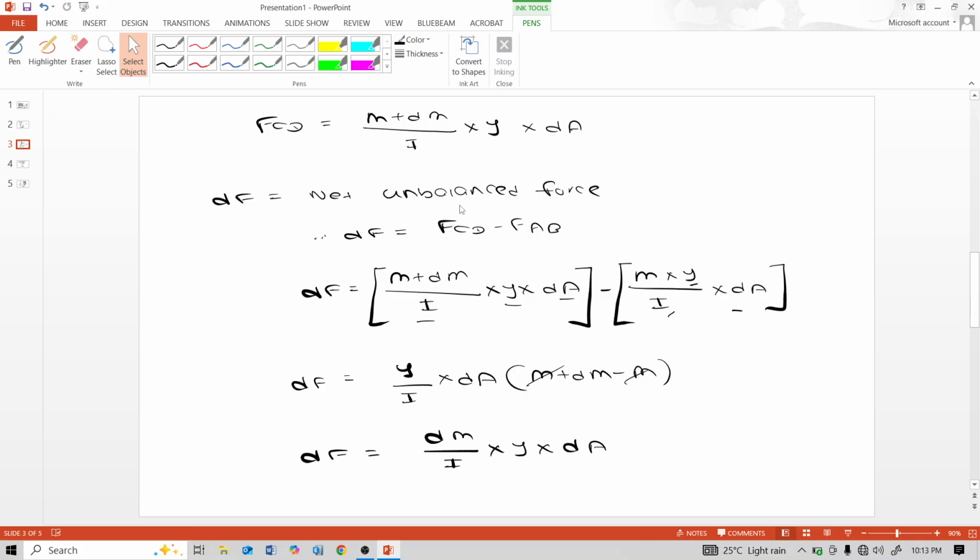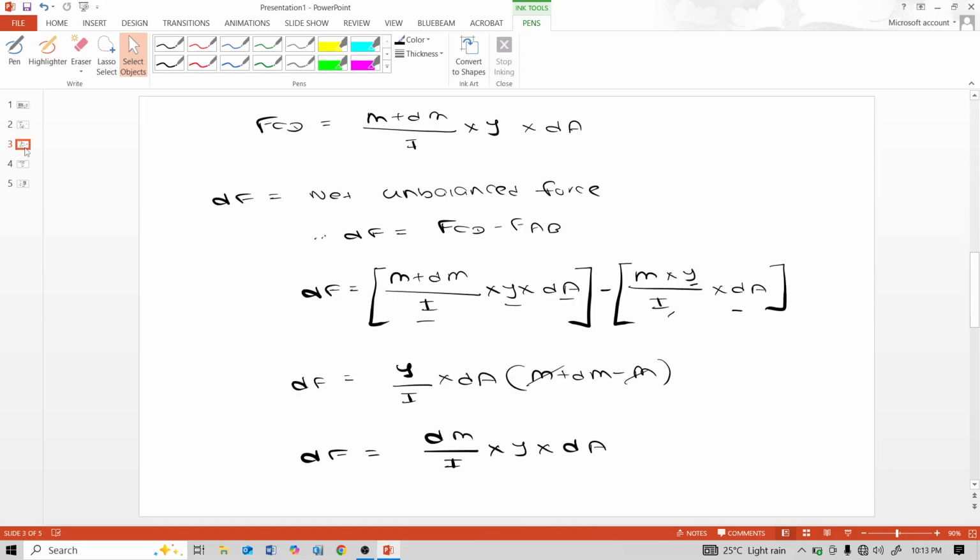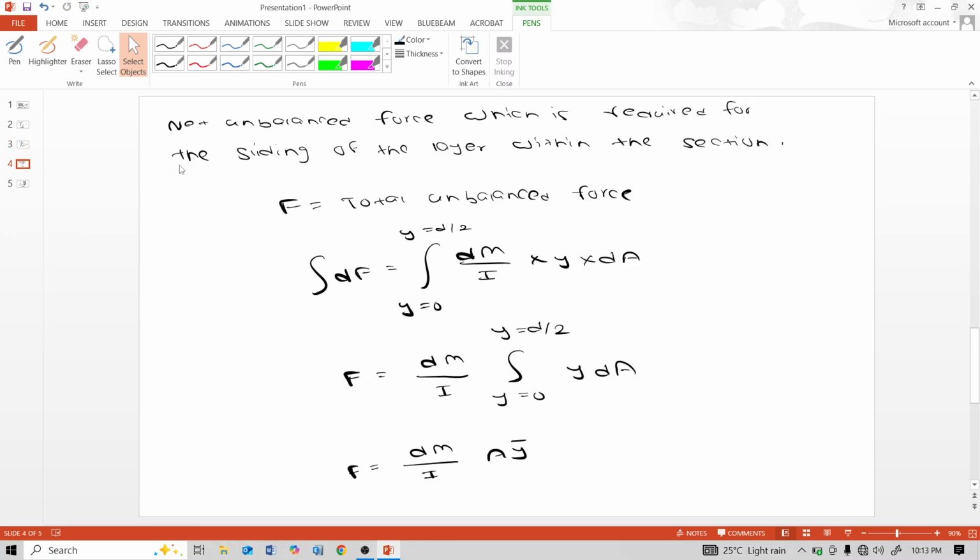dF is the net unbalanced force. dF is equal to bigger force minus smaller force. Bigger force is the force on CD and smaller force is the force on AB. So put the force on CD and the force on AB in this equation. We get the net unbalanced force as dM upon I into y into dA, and this net unbalanced force is required for the sliding of the layer within the sections.